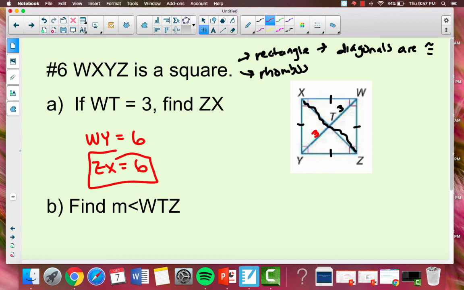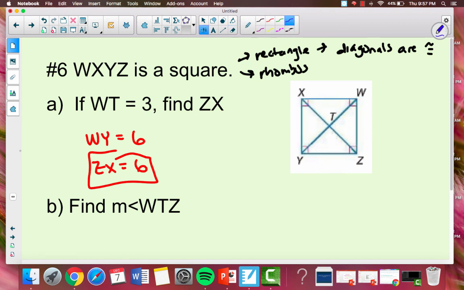So notice there's very little work for some of these problems. You just have to know what the rules are and how they're related. I knew that diagonals in a square had to be equal because it's made up of a rectangle. So I just had to find the whole length and then make it equal to the other one. Very little work, but you might have to justify why you got what you did.